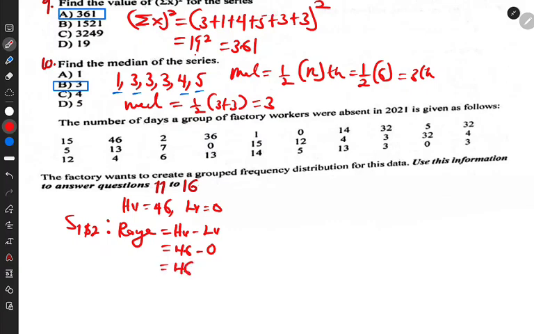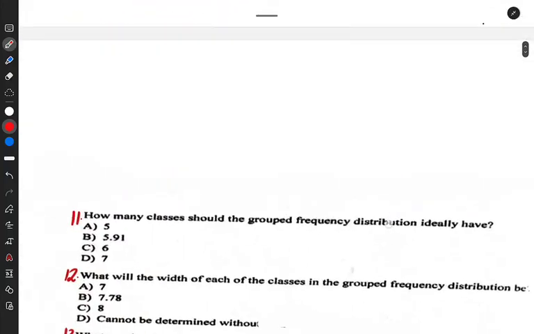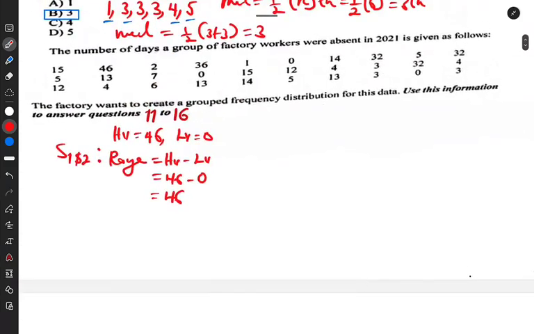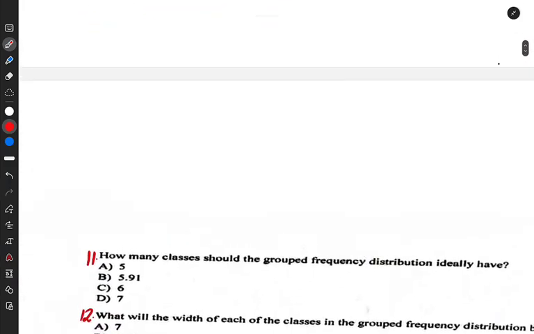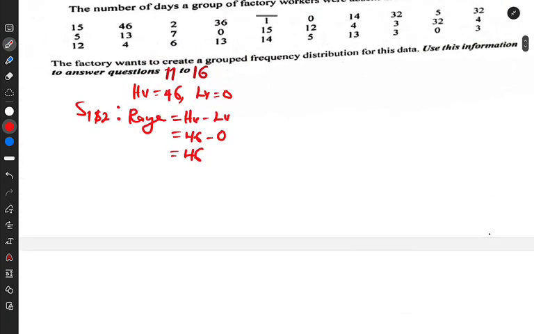So once we have our range, that is fine. But I think here you are told to find how many classes the group frequency distribution should ideally have. So we just have to go straight by using the Sturges' rule of finding the number of classes the group is supposed to have. And that is the third step, step 3.